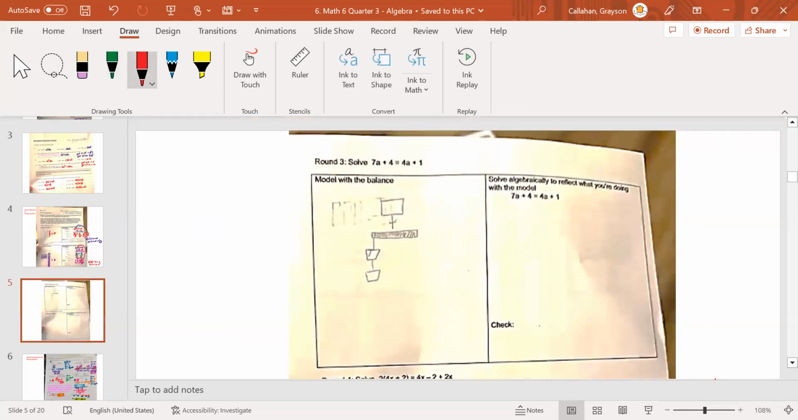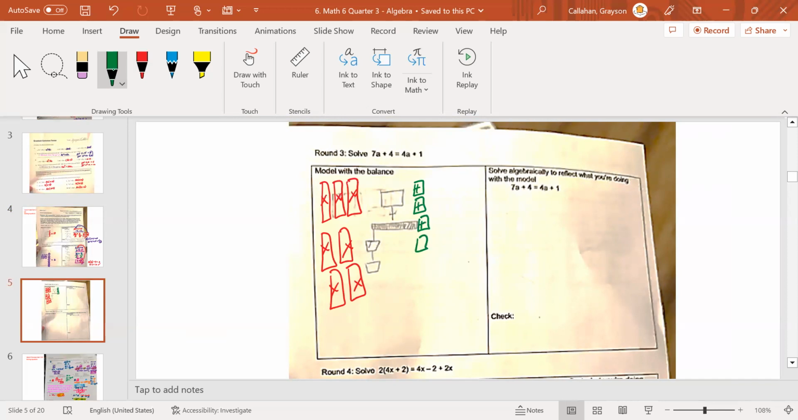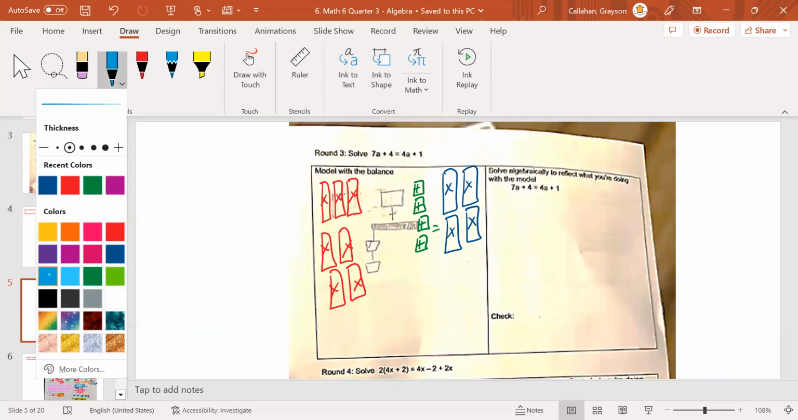So then on the back of this is the back page, okay? 7a. 7a just means you have 7 rectangles. 1, 2, 3, 4, 5, 6, 7. It's x, x, x, x, x, x, x. Plus 4 means you have plus 1, 2, 3, 4. Do you see that? Equals 4a. So you have 4 rectangles. 1, 2, 3, 4, right? And then you have 1 plus sign.